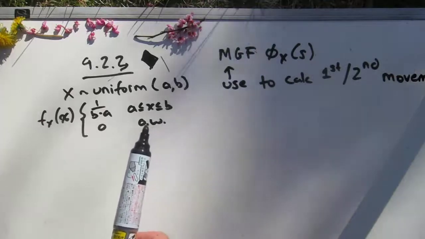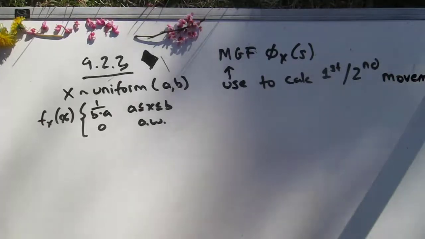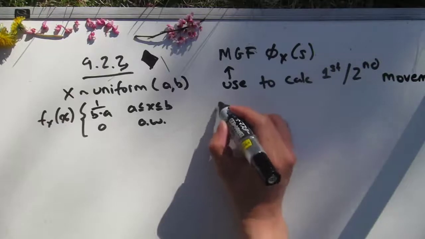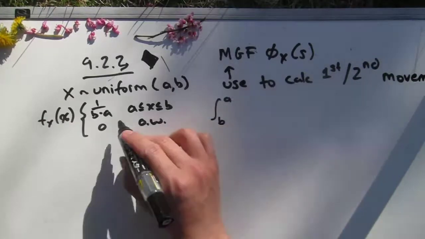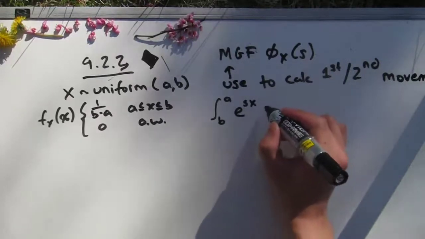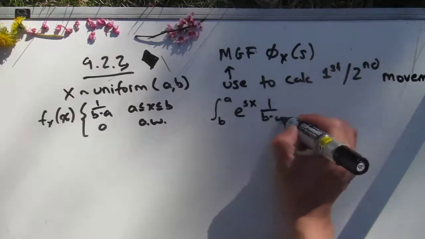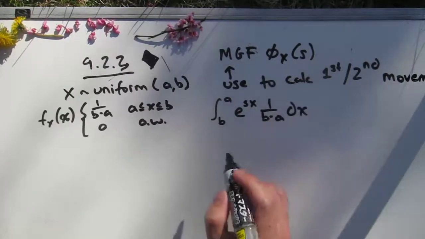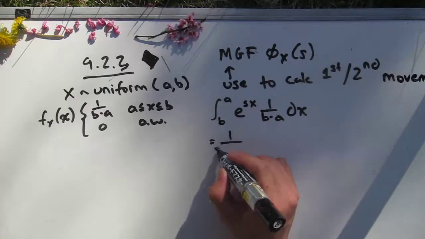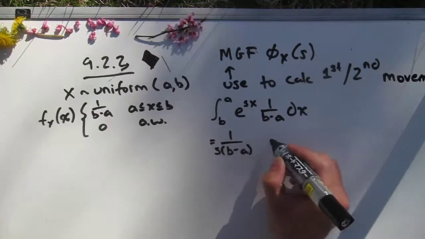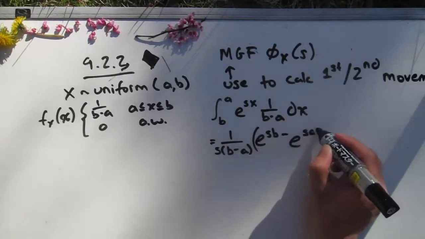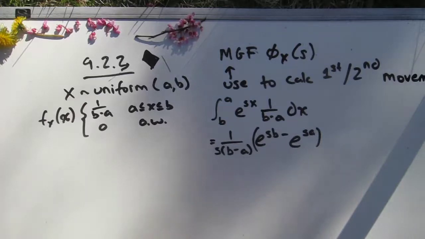So to start off, we will use the PDF. I've written that here already. And now to get the MGF, we simply integrate the PDF times the term e to the sx, integrating over dx. So this quantity turns out to be 1 over s times the quantity b minus a, times e to the sb minus e to the sa. So there we have it.